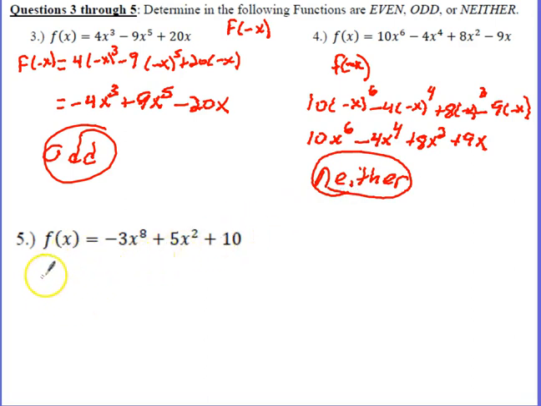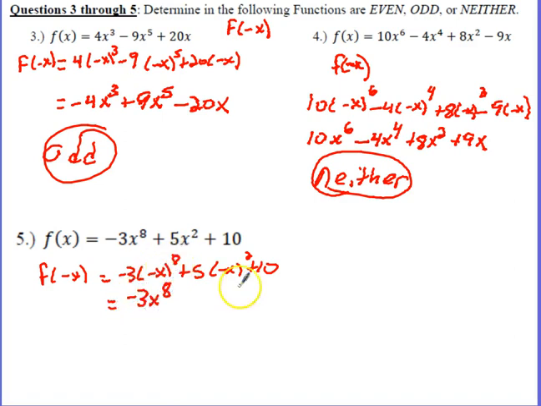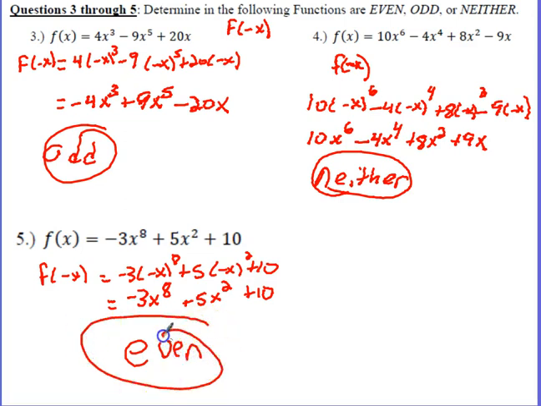And lastly, again, figure out what is f of negative x. So it'll be negative 3 negative x to the 8th plus 5 times negative x squared plus 10. So now we can go through and simplify. So negative number to an even number, it's going to be positive, so it's negative 3x to the 8th. Again, negative to an even power, be positive, so plus 5x squared, and this stays plus 10. So same sign, same sign, same sign. This function then is even.